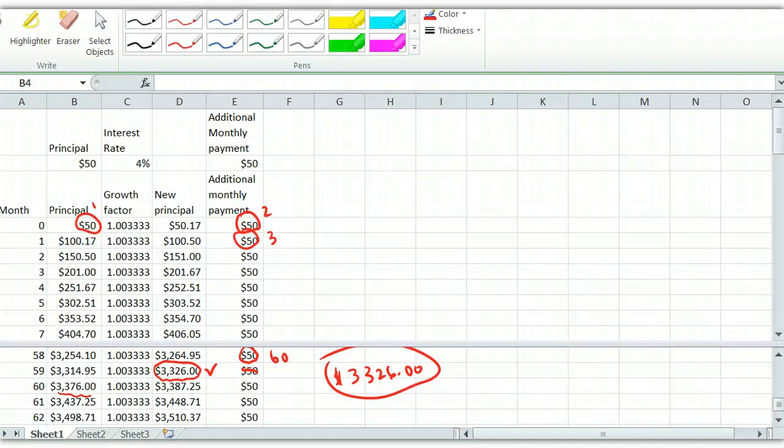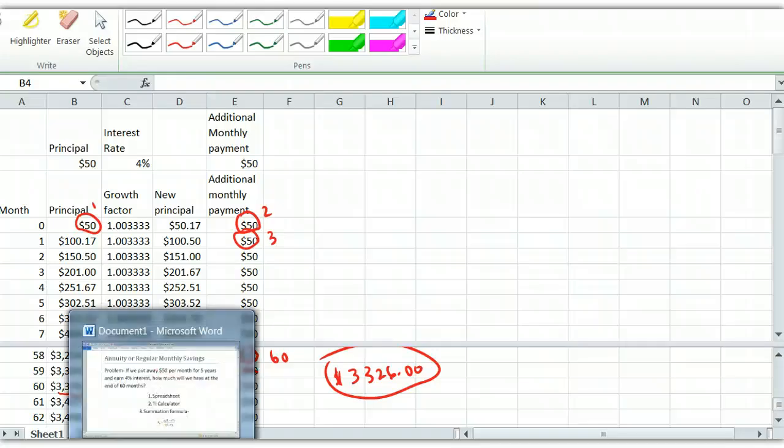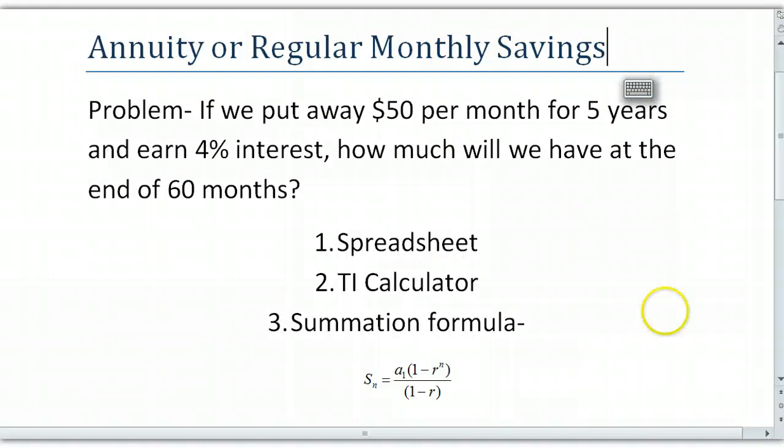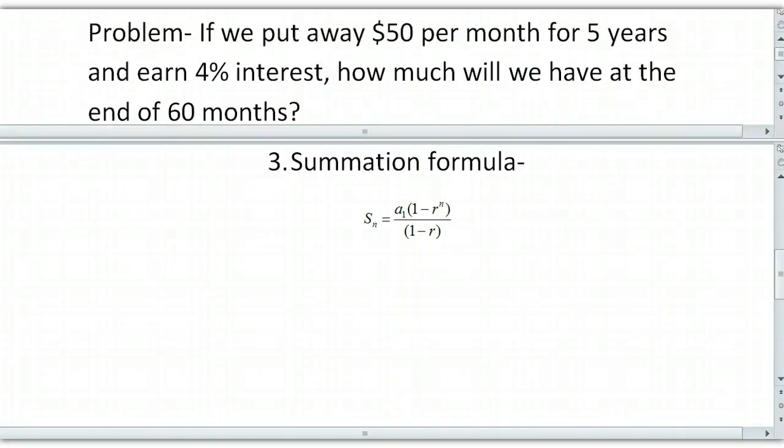Now let's use the summation formula, which now might seem much easier than all these little finagles that I have to do with the spreadsheet. So let's go back to the problem and see how we can do this. So if we do it with the summation formula, it's going to be a little bit different in our setup.